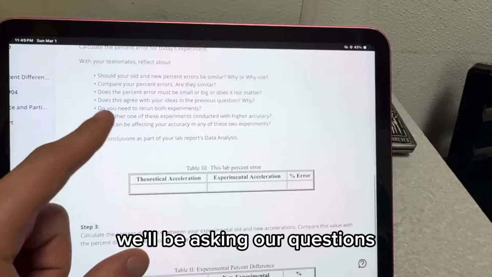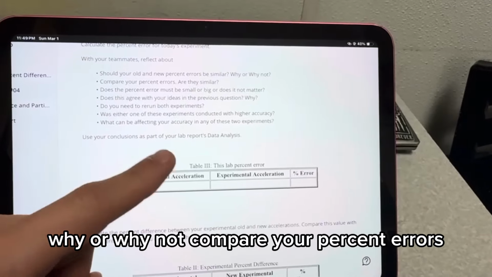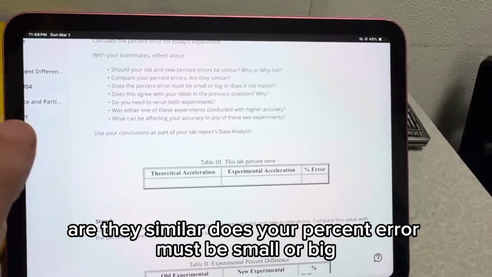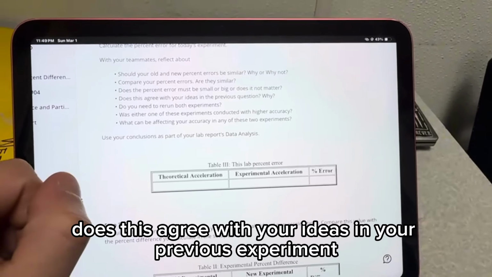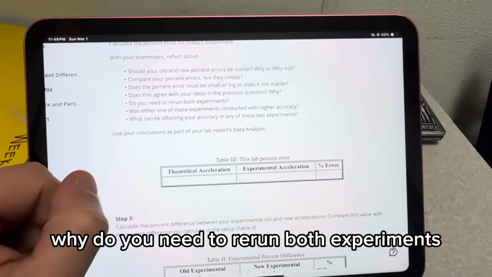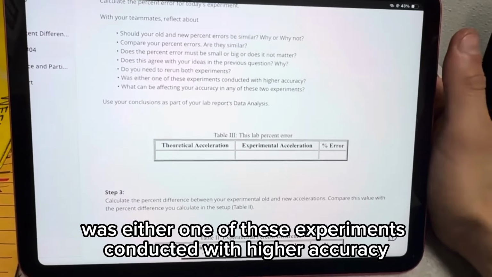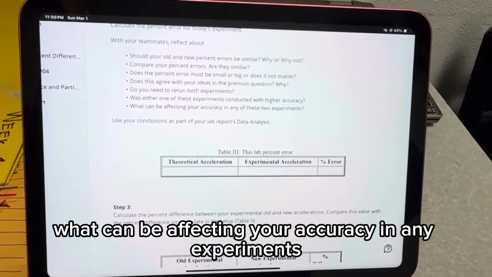We'll be asking our questions: should your old and new percent errors be similar? Why or why not? Compare your percent errors. Are they similar? Must your percent error be small or big, or does it not matter? Does it agree with your ideas in your previous experiment? Why? Do you need to rerun both experiments? Was either one of these experiments conducted with higher accuracy? What can be affecting your accuracy in any of these experiments?